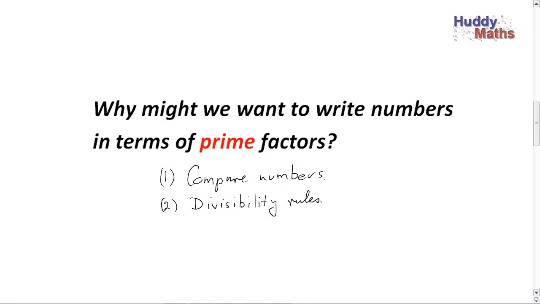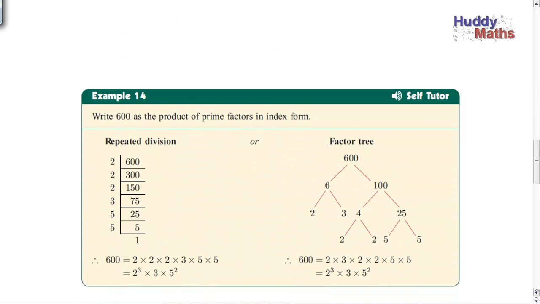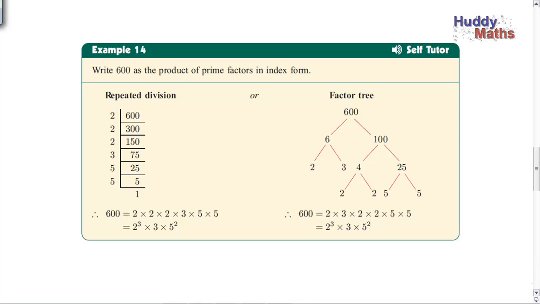Okay, so that's what we're going to do, is going to break them all down and just see what prime factors they have in common. All right, come down. And there's a couple of ways of doing that. And you should be able to do it both ways. So here we are. Let's take a number, 600. It's a composite number. We want to write it as a product of prime factors in index or power form.